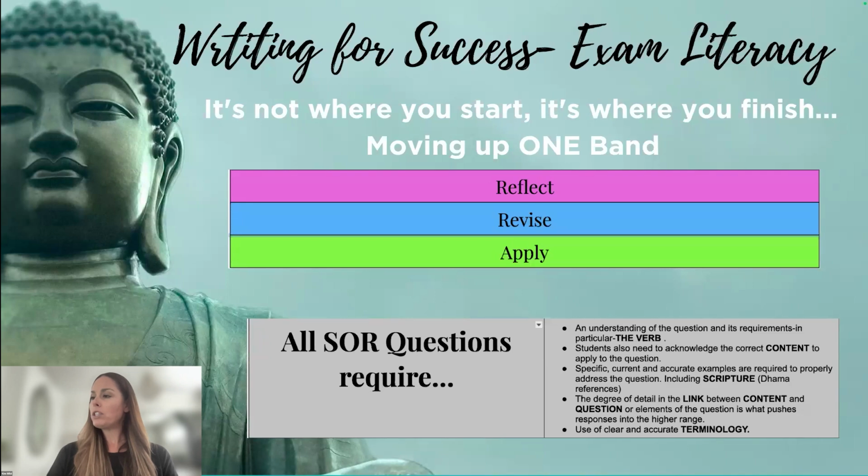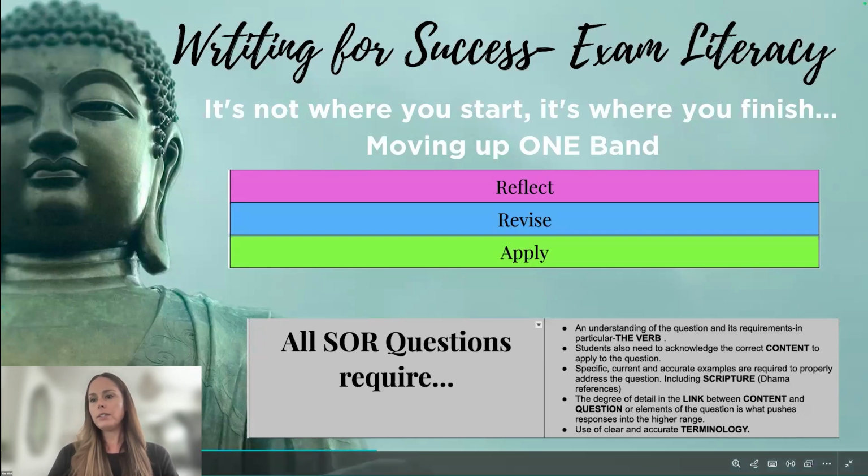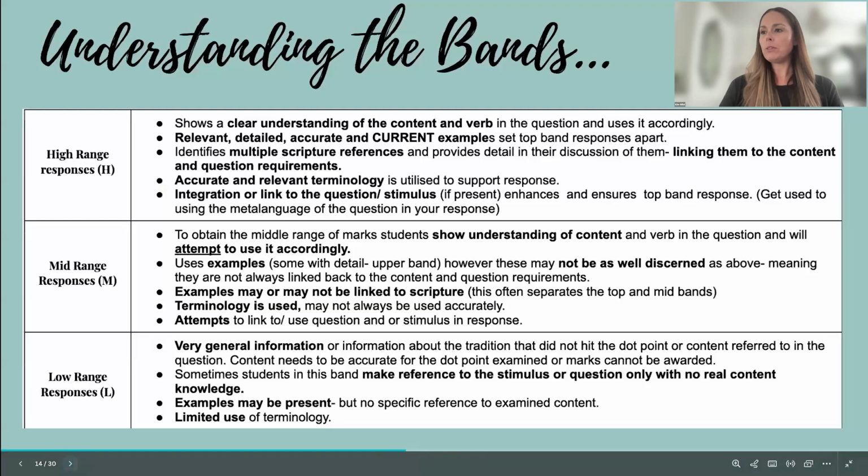We give the kids the understanding that all SOR questions require an understanding of the verb. There's obviously content that you need in order to move up the bands in your criteria. Scripture is essential in those underpinnings, and sometimes in Buddhism that's lacking because the scripture isn't always as easy to find, and we're not as familiar with it. And also this idea of being able to link to the question and utilize our terminology. This is generally what we show them.